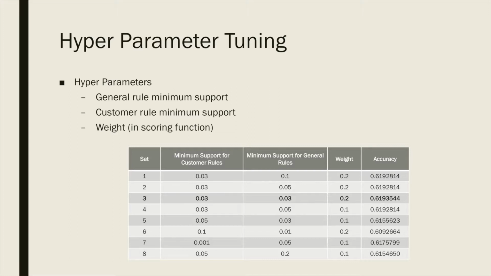The prior train set was used to train 8 models that had various hyperparameter values. The values used are shown in the table below. The prior test set was then predicted on and the accuracy was calculated. So looking at the table shown on the bottom of the slide, you can see that the third set of hyperparameters gave the best accuracy and thus were chosen as the values to use in the final model. You'll notice the largest value of support used for customer rules was 0.1 and the largest value for general rules was 0.2. Some larger values were investigated, but they caused no rules to be generated, so they're not shown on the table.